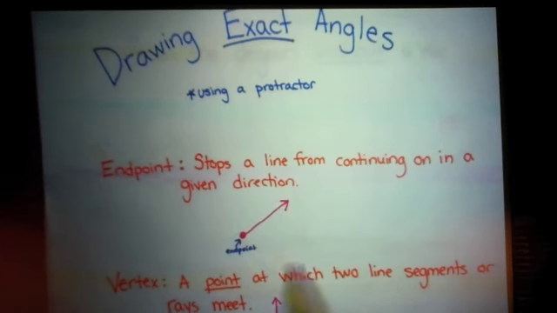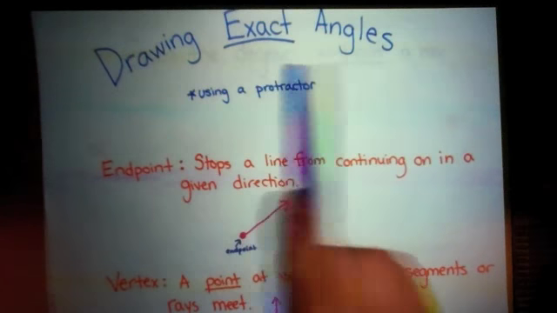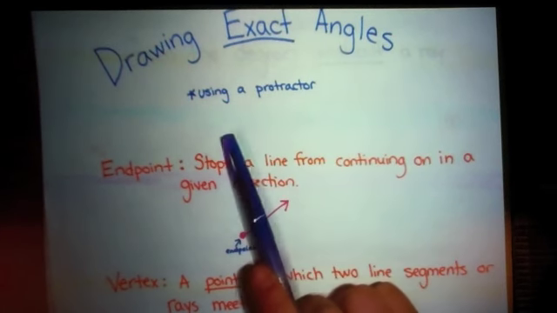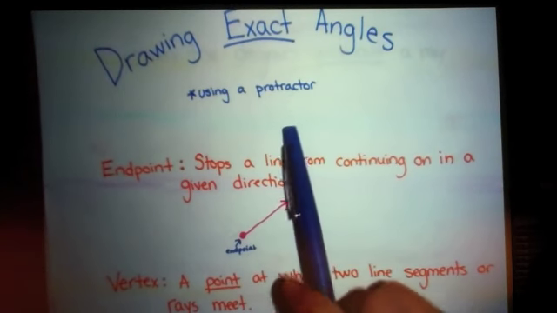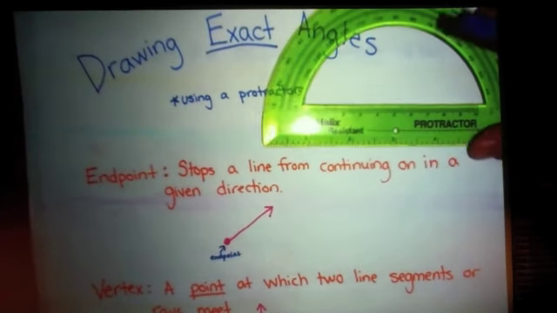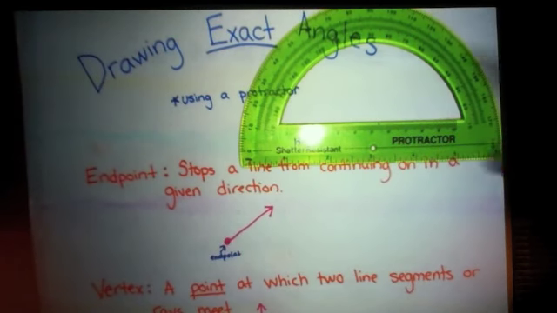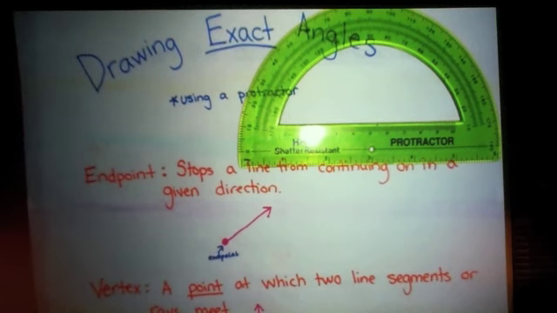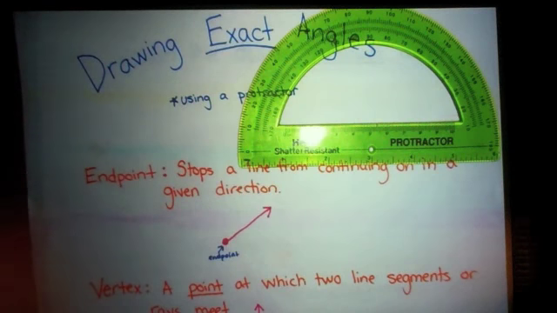Tonight's flipped lesson is going to be on drawing exact angles using a protractor. So again, we used the protractor when we were measuring angles, and we remembered that there are a few things on the protractor that are important. So quickly just revisiting that protractor before we take a look at our vocabulary words, it might kind of refresh our mind a little bit.